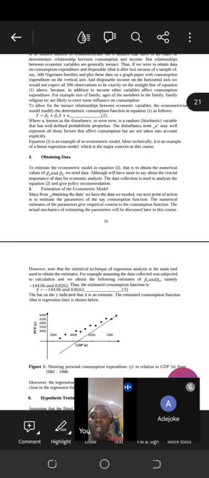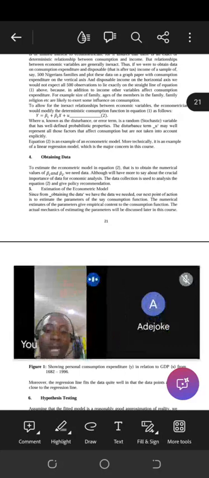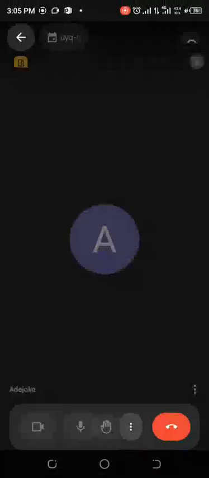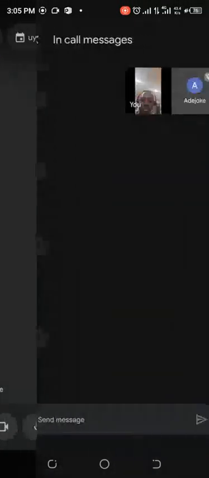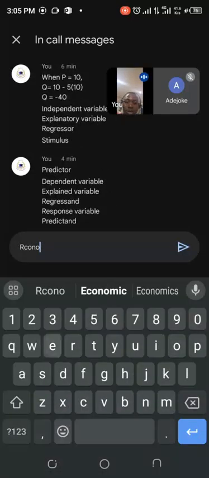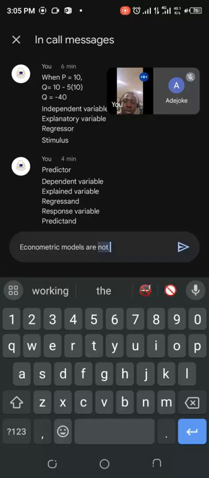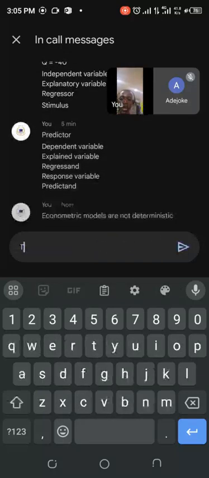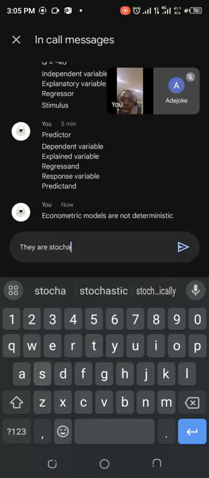So that is why we say that econometric models are not deterministic. Let me write that. Econometric models are not deterministic. They are stochastic in nature. So stochastic, I'm marking it here. Stochastic in nature.